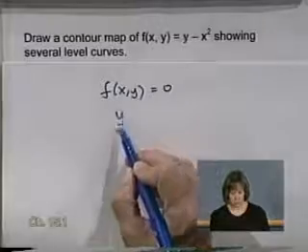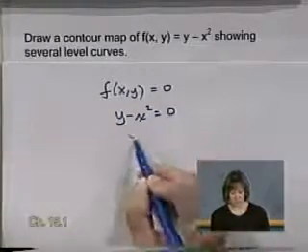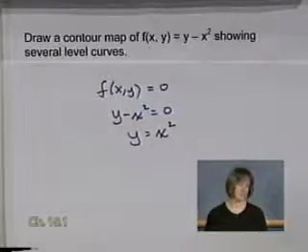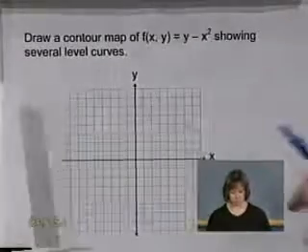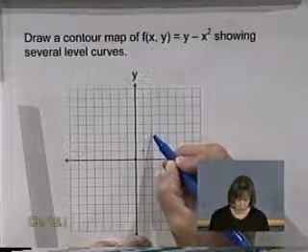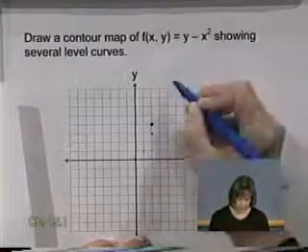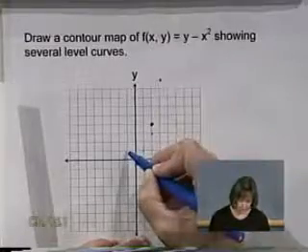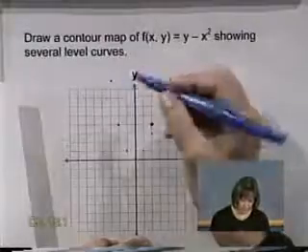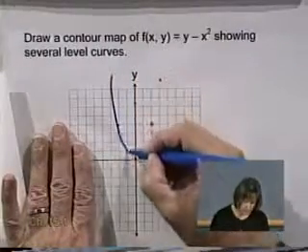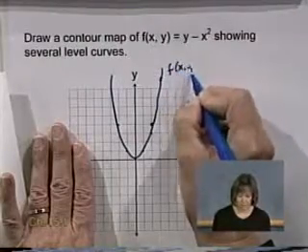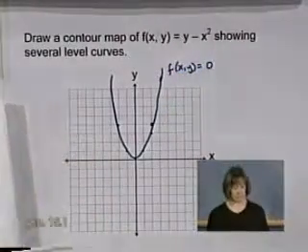That would give you y minus x squared equals 0, or y equals x squared. What is that, people? That's a parabola, right? Is it okay if I draw y equals x squared without your help? 2, 4; negative 2, 4; 3, 9; negative 3, 9. This is the level curve for f of x, y equal to 0.